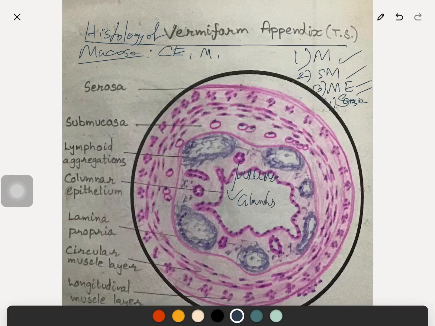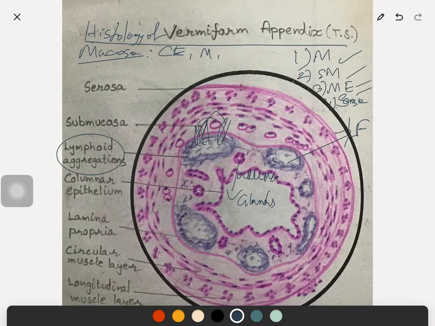The striking feature of the mucosa of the vermiform appendix is these lymphoid follicles or lymphoid aggregations. So these are the special, or contrasting, features of the vermiform appendix. Lymphoid follicles are abundant in lamina propria. Sometimes they extend into the submucosa, large follicles.